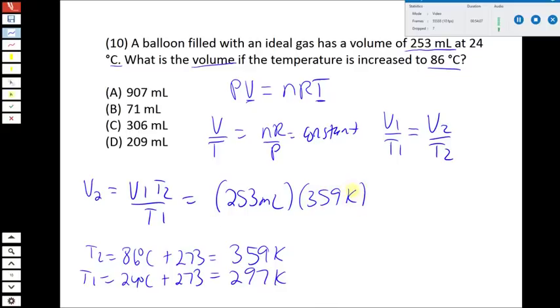So T2 is 359 Kelvin, T1 in the denominator is 297, and what we get is a volume of 306 milliliters, which corresponds to answer choice C. So our volume increases by roughly 20% when we increase the temperature from 24 to 86 Celsius. All right. I'm pretty sure answer choice A is what you would get if you did not convert to Kelvin, which you have to do for this problem. So if anybody got 907, that likely means that you did not convert your temperatures into the correct units. All right, questions?